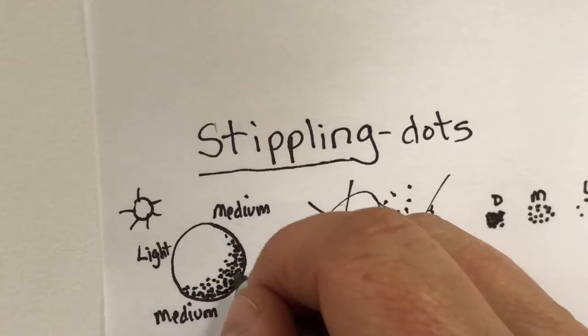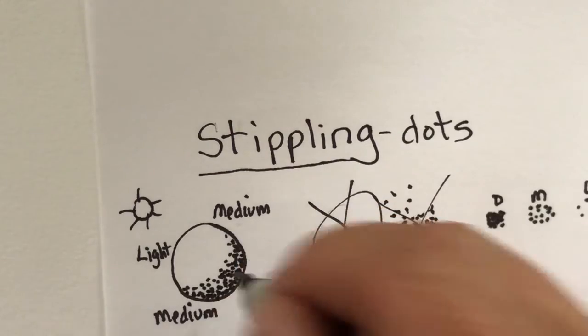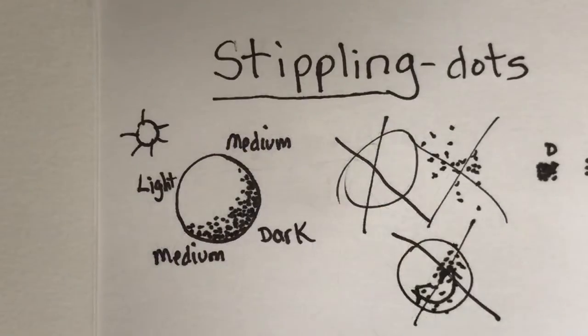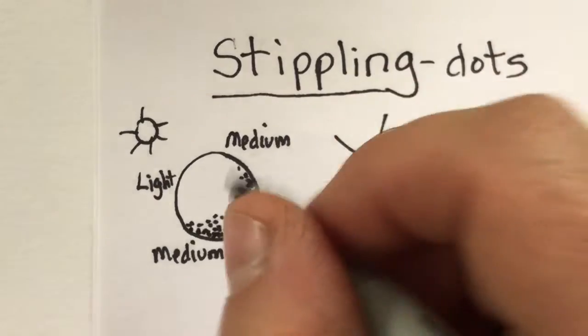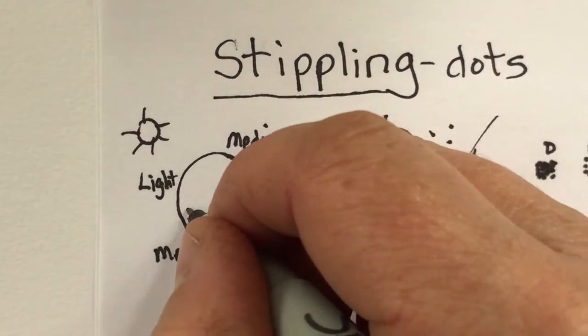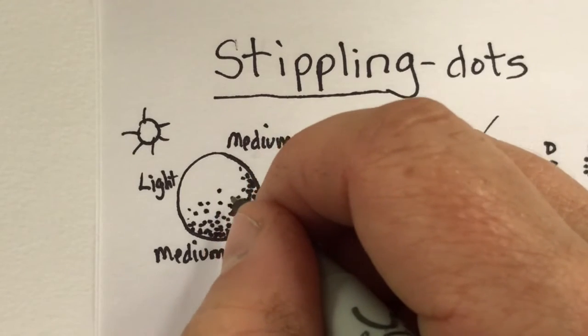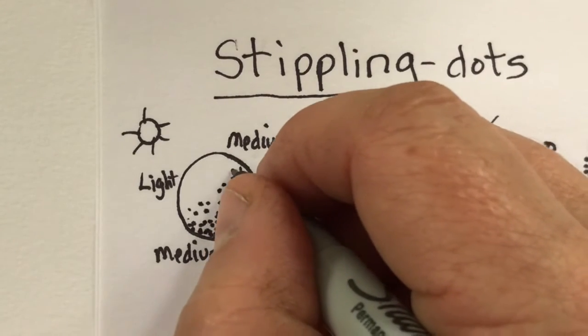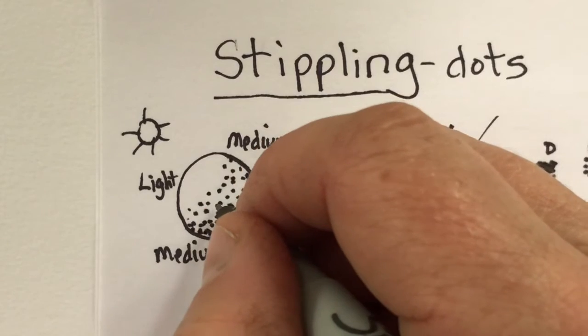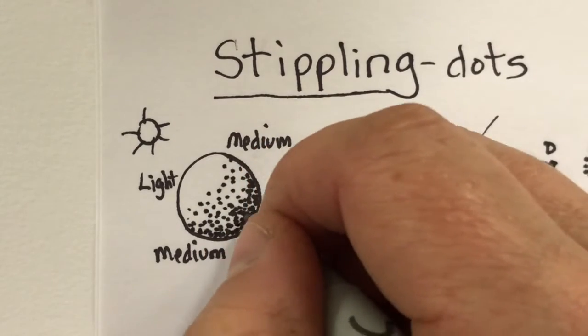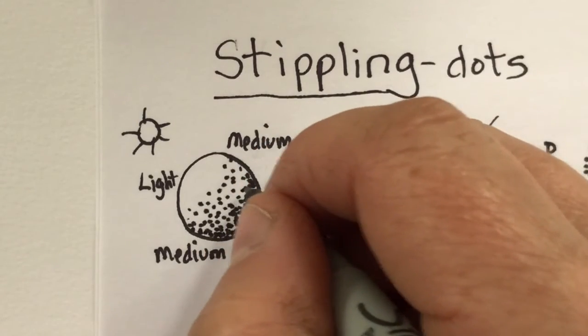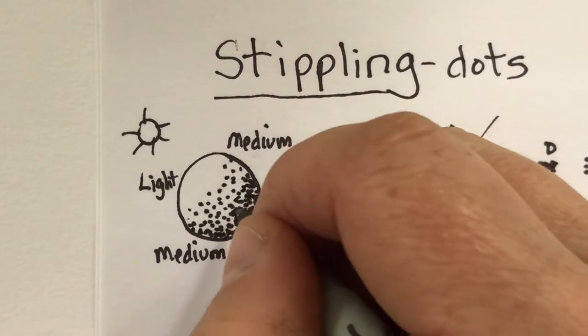Okay, so nice and close. Try to make some dark dots. Okay, now we're going to focus on medium. And as we said a minute ago, medium just means that there's more white paper showing through. So you're going to put some dots in the middle of this ball, but you're not going to have them touch as much as you do in the dark.